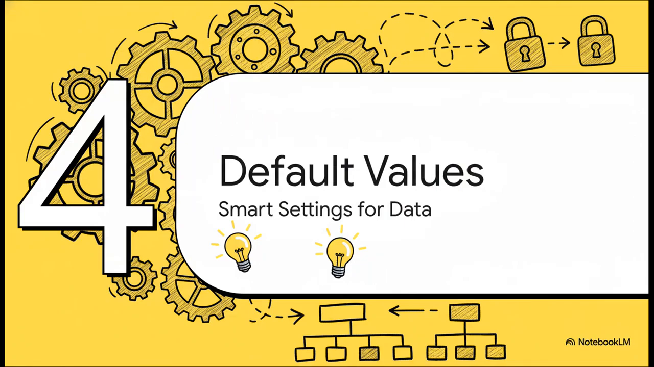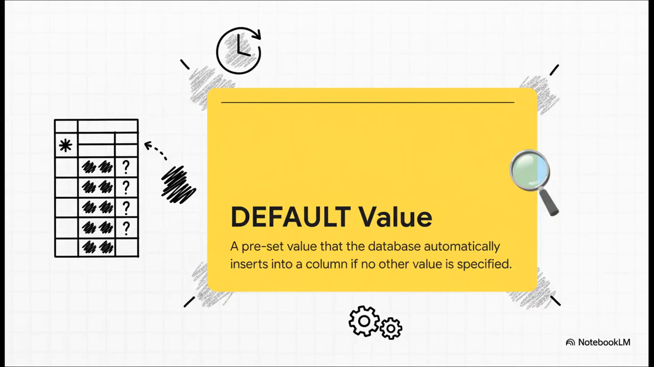All right, let's talk about making things even easier for ourselves. We can actually add smart settings to our data blueprint that do some of the work for us. We do this with something called a default value, and it's pretty much what it sounds like. It's a preset value that the database will just automatically pop in for you if you happen to forget to specify one yourself. Think of it like a helpful assistant that's always there to fill in the blanks.